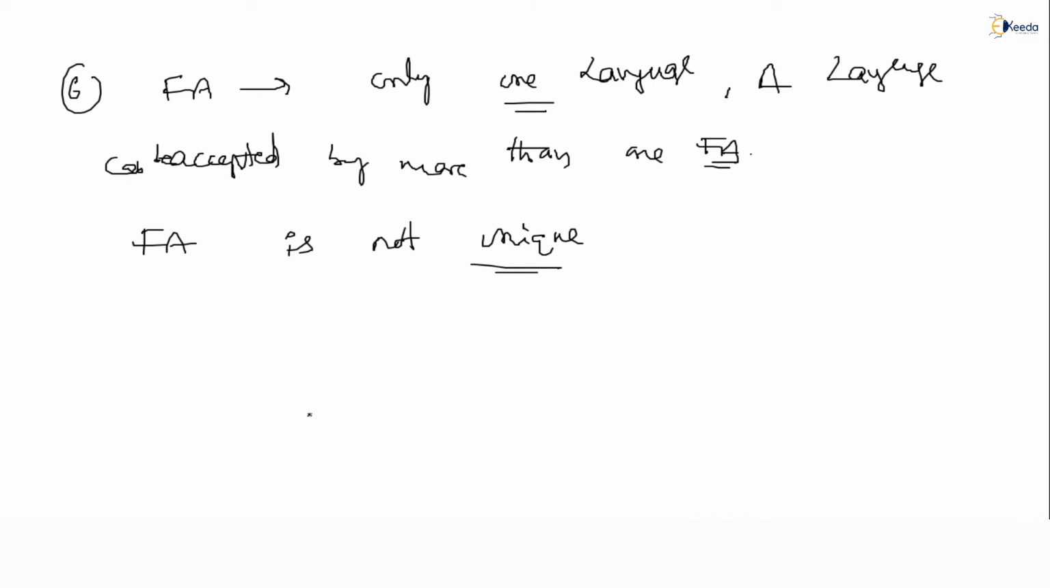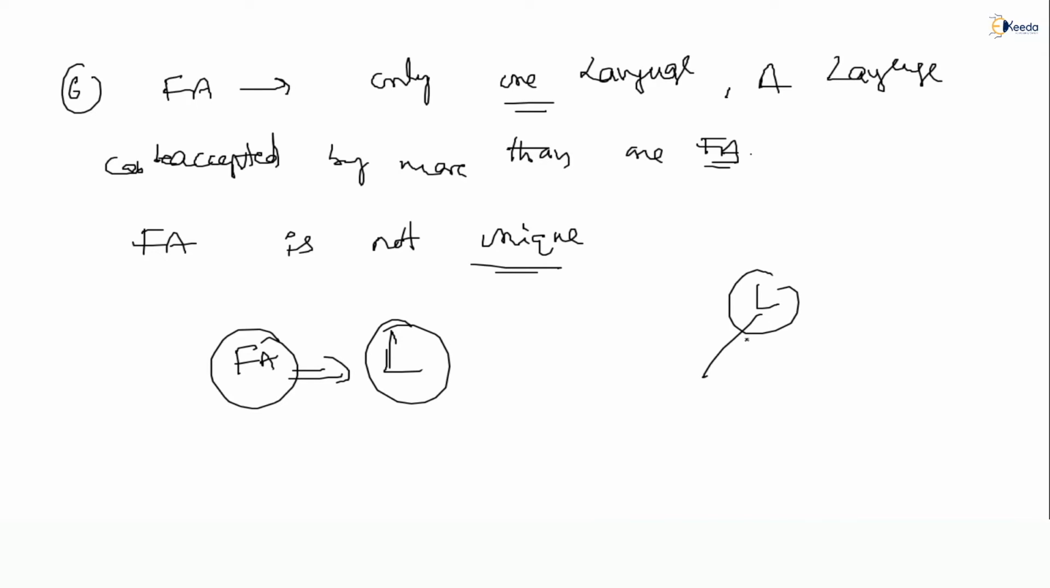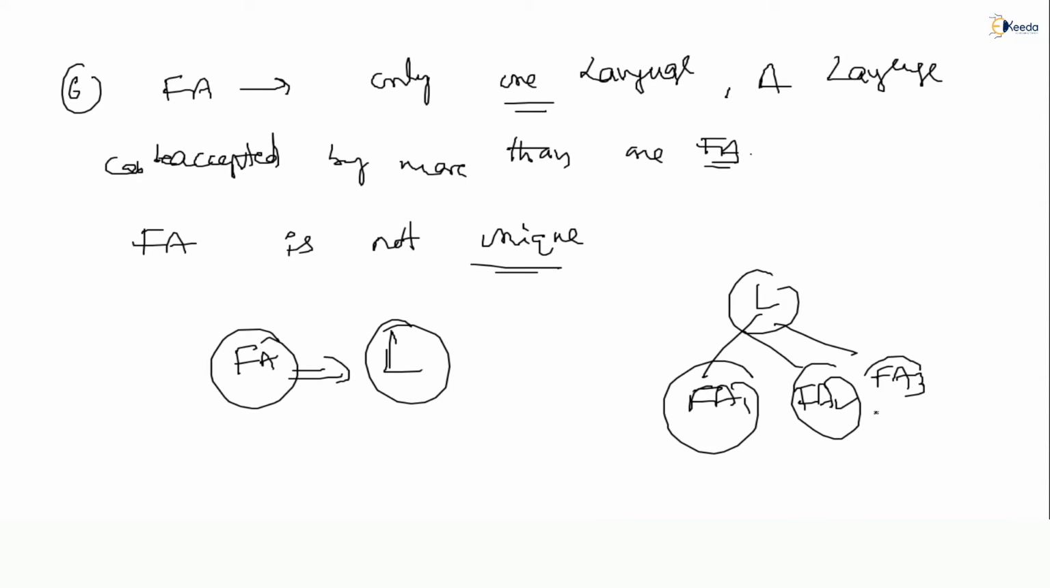What I'm trying to say is, whatever FA you draw, it will definitely accept only one language. Whatever language you are given, only one language will be accepted. Are you getting my point? But for any language you take, we can construct many FAs, like FA1, FA2, FA3, with different states and different natures. Are you getting my point?